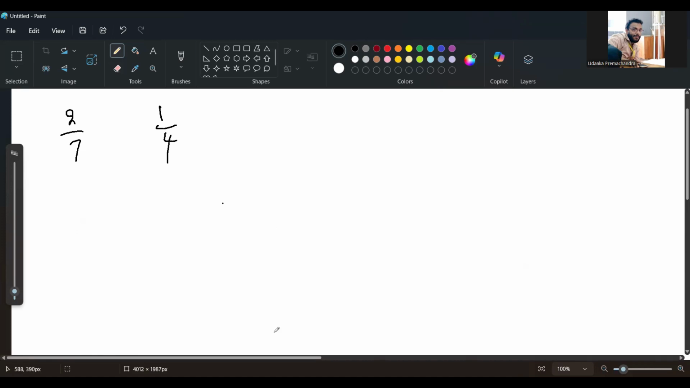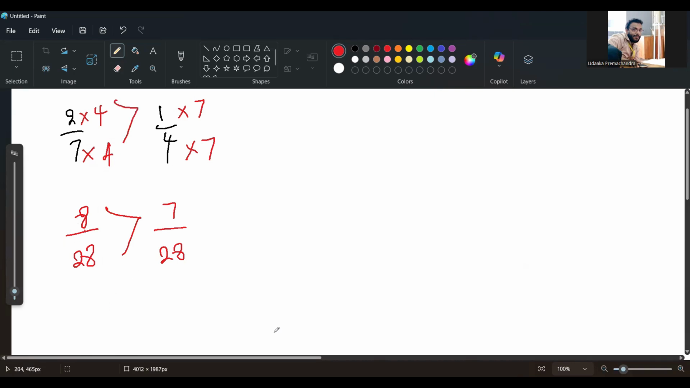When you think in these two, you have to take common denominator. Actually, 7 and 4, the common denominator should be what? 28. You have to consider with 28. If you multiply this one by 4, here also 4, it's 7 over 28. If I multiply by 7, this one also 7, here 8 over 28. What is the largest value? 8 over 28. So 2 over 7 is larger than 1 over 4. Is that clear? Yes, sir.